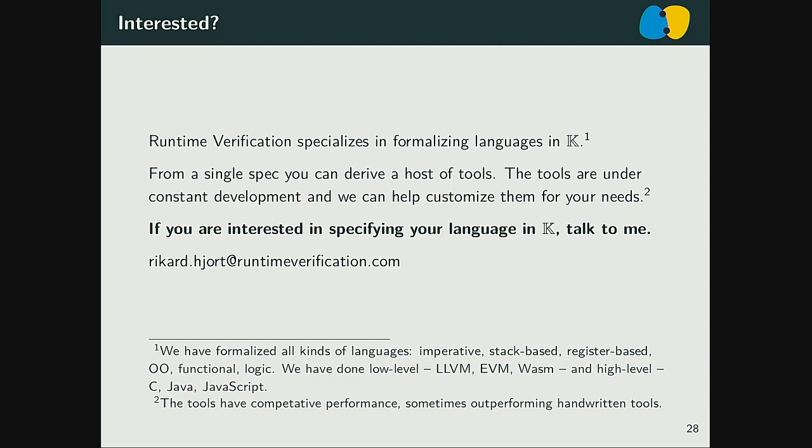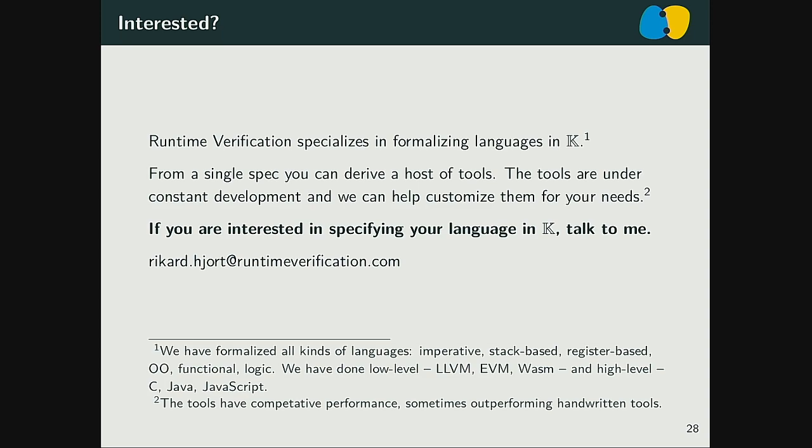And it's pretty cool, because from a single spec, you derive, I've only talked about the interpreter and the prover, but we have program equality checkers and other cool tools that you can use for your purposes. So if you want to do any formal verification, and if you're developing a language, it might be a good idea for us to talk and see if we can help each other out.